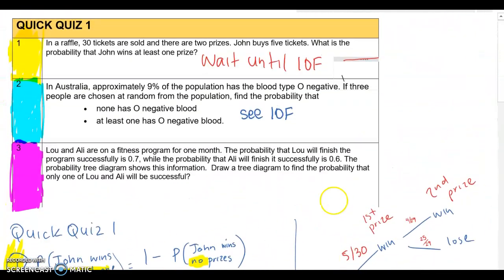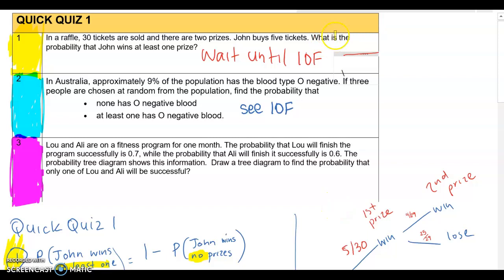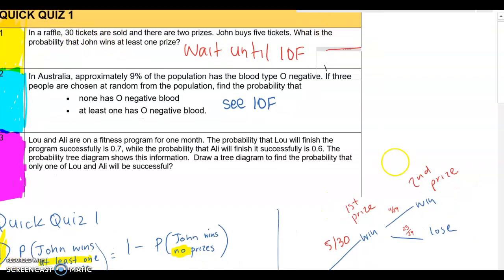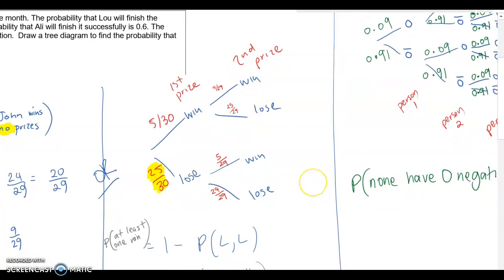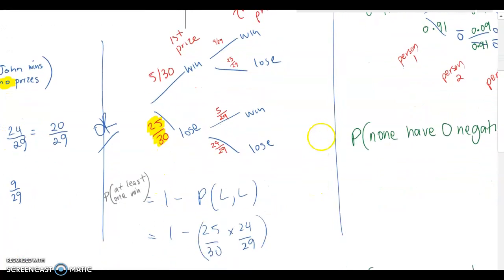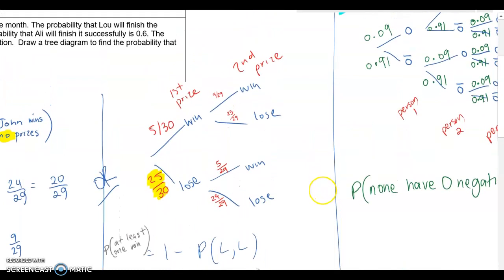The question said, what is the probability that John wins at least 1 prize? So he can win 1 prize, or he can win 2 prizes. So you could go through and work out these two probabilities, plus these two probabilities, plus these two probabilities, and add them together.